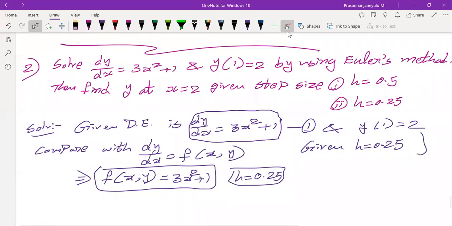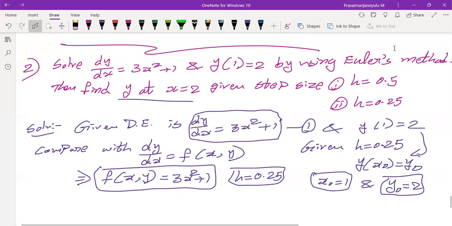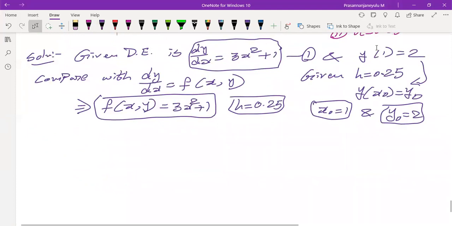And from this, what they given indirectly is y of x naught equals y naught. What is x naught value? It is 1, and y naught value is 2. Now, which value we need to find? Y value at x equals 2. For finding y value at x equals 2, we have to take x naught equals 1 up to 2. How we can take? By taking the step size, x1 is equals to x naught plus h. x naught is 1, h is 0.25. So x1 is equals to 1.25.